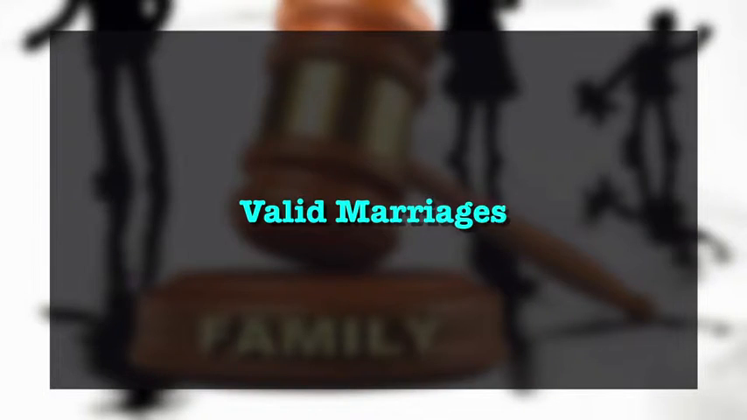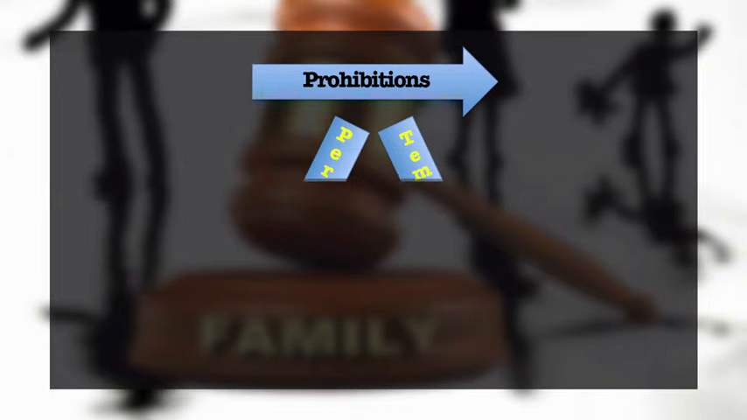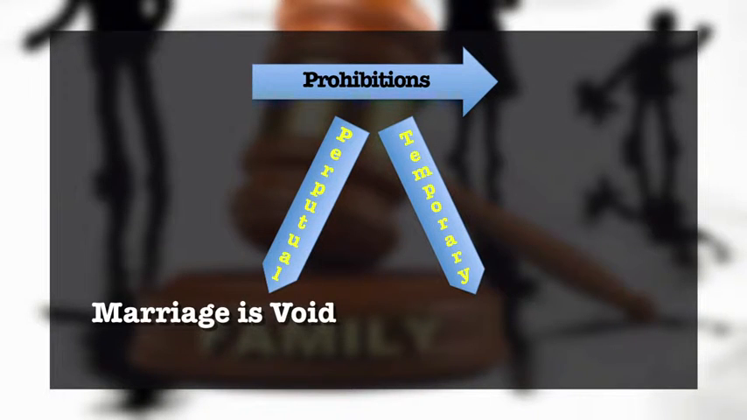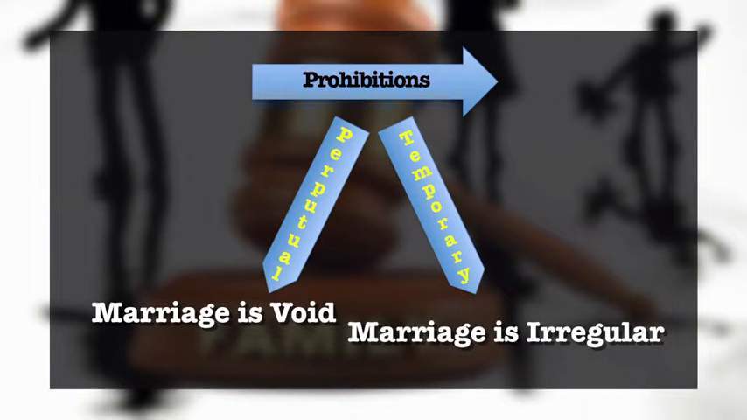Number 1. Valid marriages. A marriage which conforms in all respects with the law is termed as Sahih, that is correct. For a marriage to be valid, it is necessary that there should be no prohibitions affecting the parties. Now, prohibitions may be perpetual or temporary. If the prohibition is perpetual, the marriage is void. If it is temporary, the marriage is irregular.